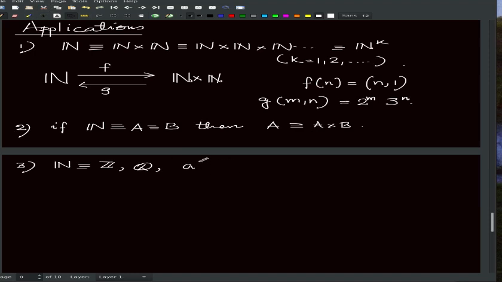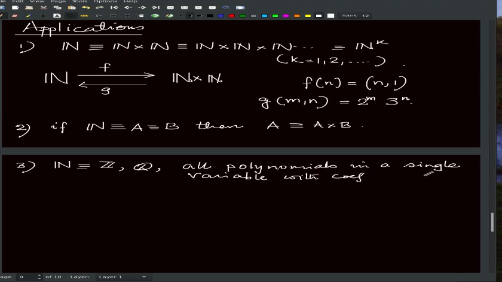Okay, all polynomials in a single variable with coefficients from A, which is equipotent with Z. So, all such polynomials that you can think of, the set of all such polynomials, and usually this is denoted like this.